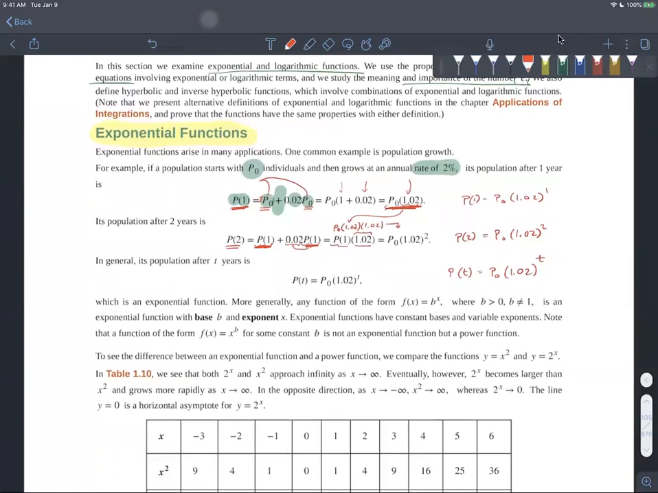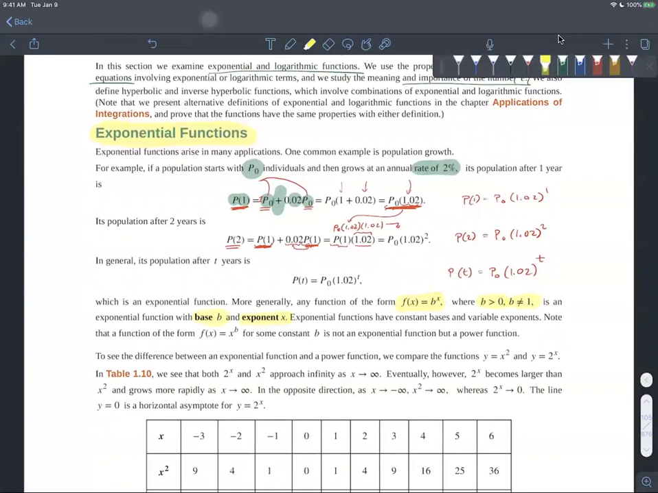More generally, we're going to extend this to be anything of this form: a function of x, f of x, equals b raised to the x. So the variable is in the exponent. We require that b be a positive number and b not be equal to 1. This is an exponential function with the base of b and an exponent of x. Exponential functions have constant bases and variable exponents.